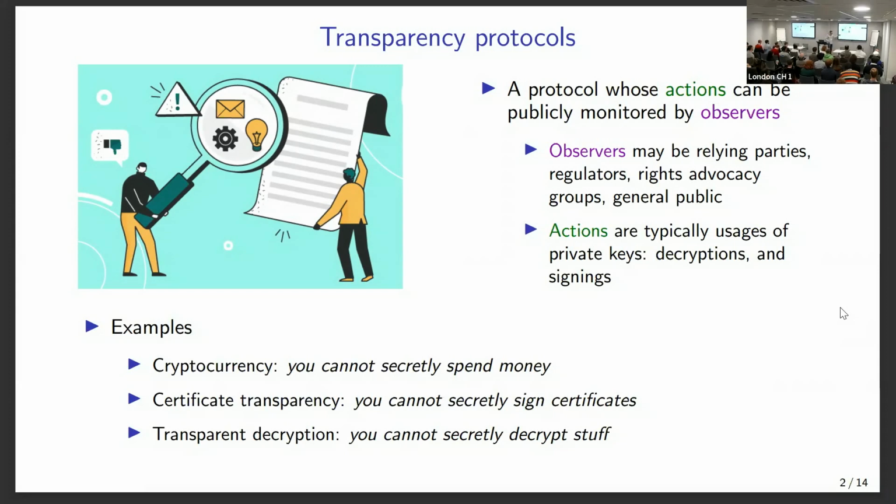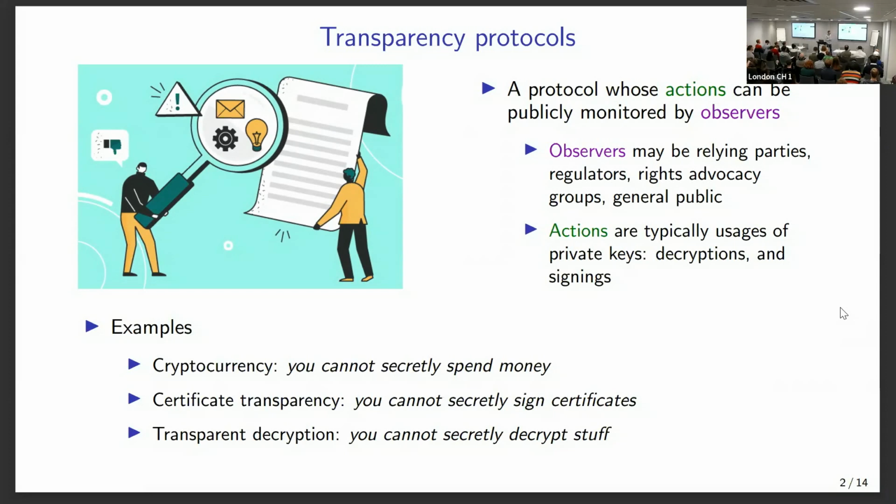Just to give you some examples, at least the first one you'll certainly have heard of: cryptocurrency is an example of a transparency protocol because you can't secretly spend money in cryptocurrency. That's the whole idea of the blockchain. Because if you could secretly spend money, then you could secretly give £1 to somebody, and the same pound to somebody else. You could double spend, in other words. The way that cryptocurrency avoids that is by making the spend action observable by everybody. Nobody will accept that I've given them money unless it appears in the blockchain, unless, in other words, it's publicly observable.